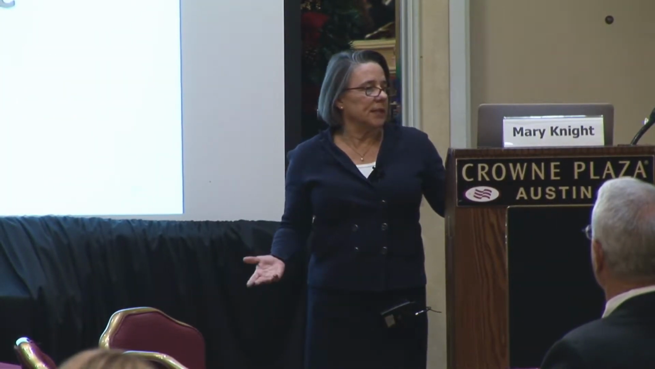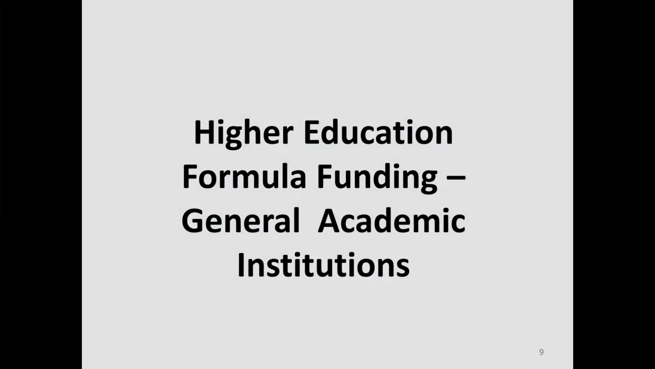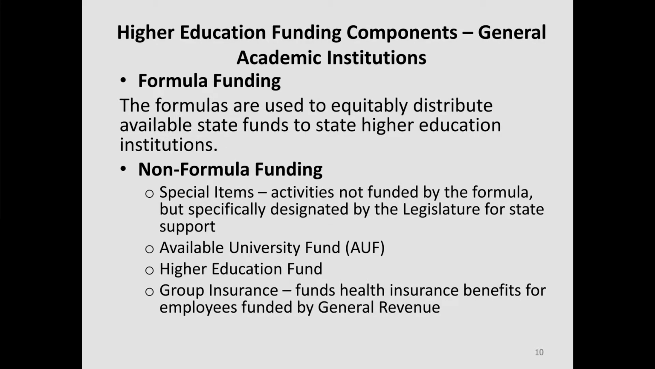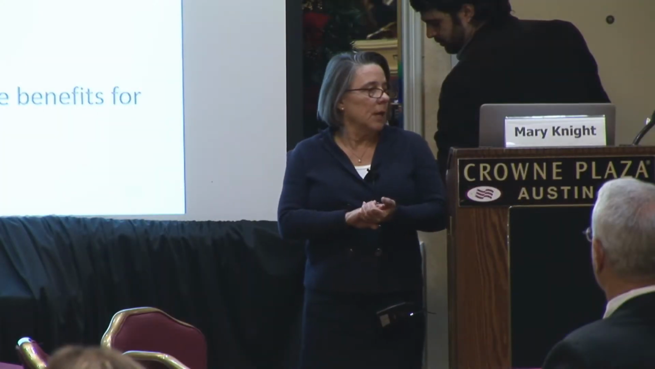So how do these funds get allocated to our general academics? Again, this is general academics, not health institutions. So there's formulas, and the coordinating board is heavily involved in developing the formula systems. So the formulas are designed to equitably allocate the funds across the different general academic institutions. And then there's also non-formula funding, and the non-formula funding is the piece of, there's special items in there, there's some other things, Available University Fund, some higher education funding, which is for institutions who aren't eligible for the AUF. They get some additional higher education funding for their excellence type programs.